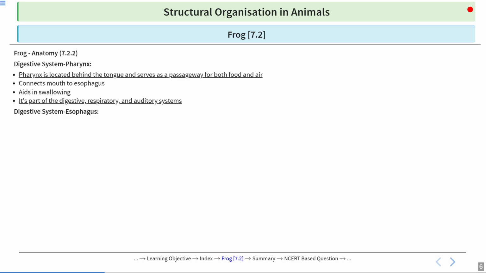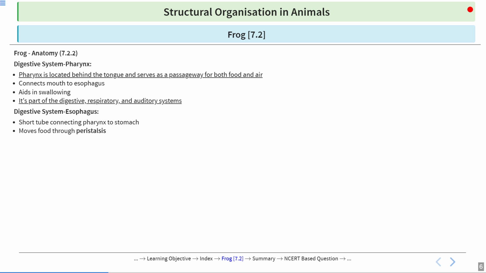Okay, now we will talk about the next part of our digestive system, that is the esophagus. It is a short tube connecting the pharynx to the stomach. It is a very short tube, right? In this region also there is no digestion, just as in the pharynx region. This esophagus is a short tube present between the pharynx and the stomach, right?